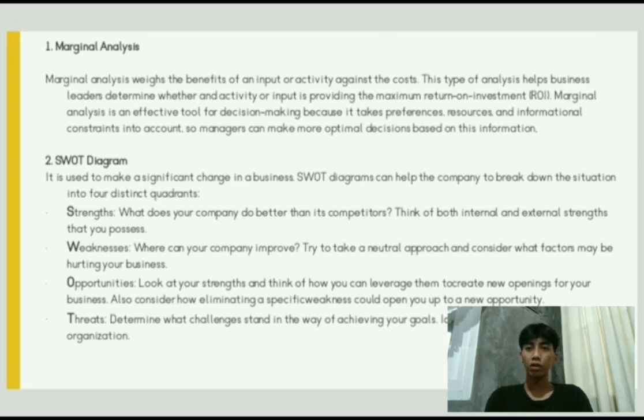Weaknesses. Where can your company improve? Try to take a neutral approach and consider what factors may be hurting your business. Opportunities. Look at your strengths and think how you can leverage them to create new openings for your business. Also consider how eliminating a specific weakness could open you up to a new opportunity.